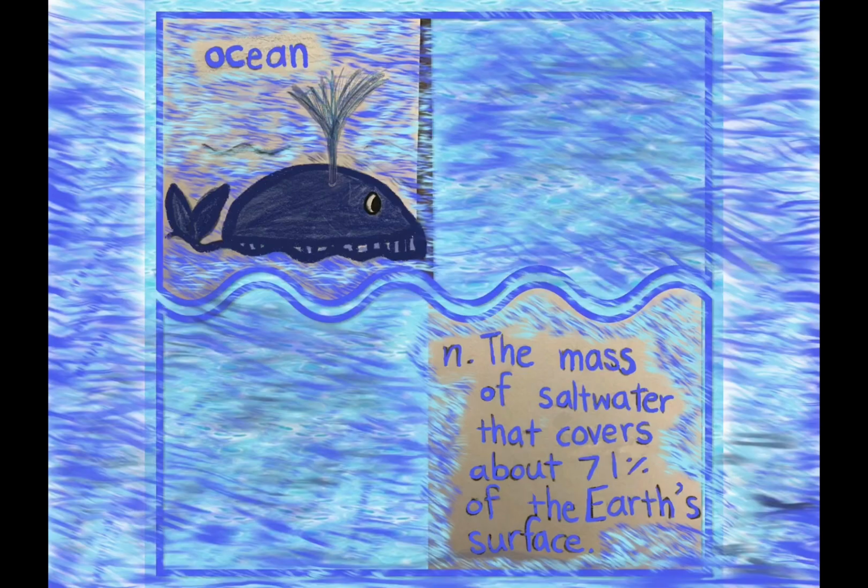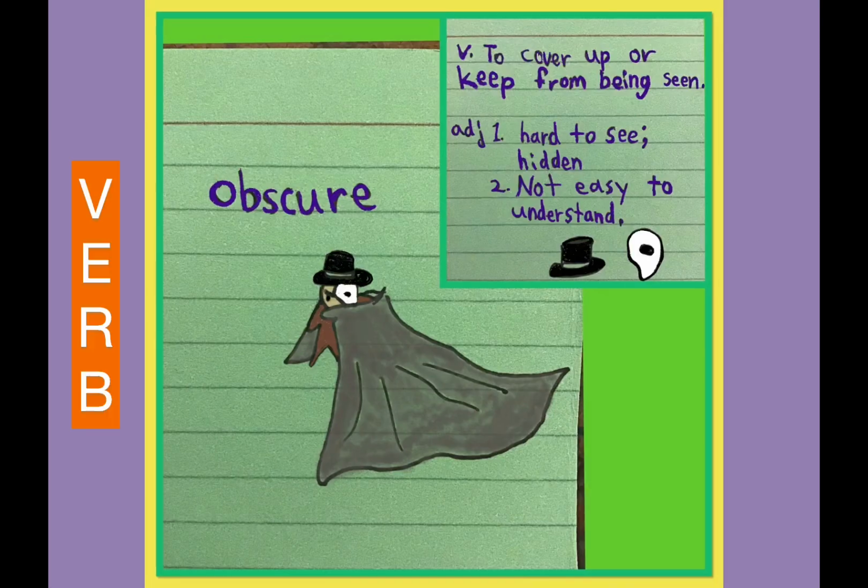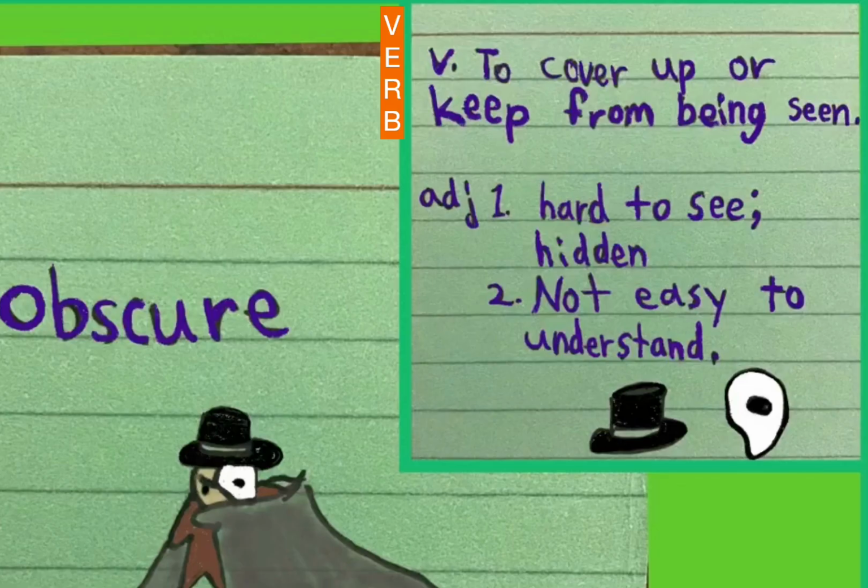This is the ocean, the mass of salt water that covers about 71% of the Earth's surface. Ocean. This is the word obscure. It's both a verb and an adjective. As a verb, it means to cover up or keep from being seen. As an adjective, it means hard to see or hidden or not easy to understand.